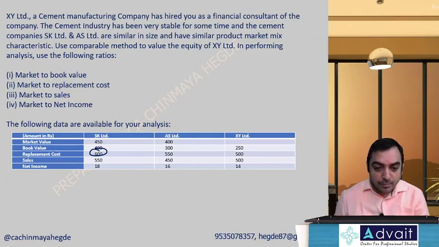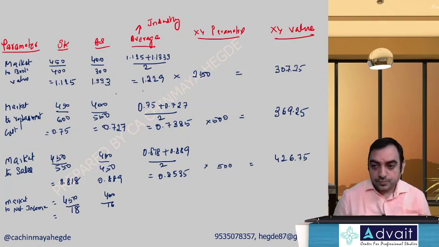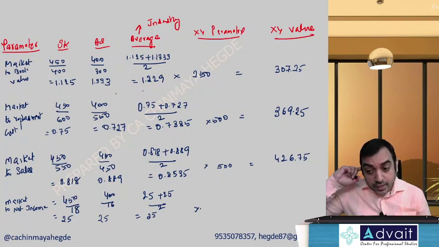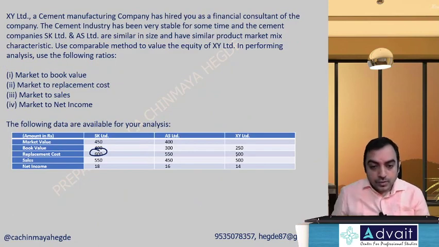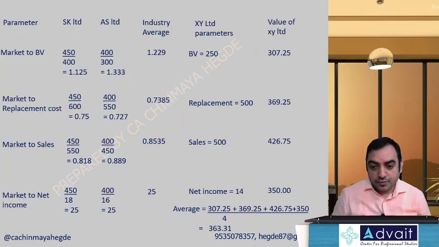So market value 450 by net income 18, that is 25. 400 by 16, also 25. 25 plus 25 divided by 2, we get 25, multiplied by net income of XY Limited 14, we get 350.